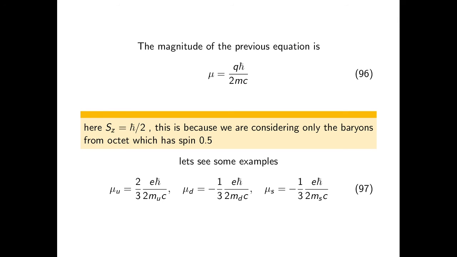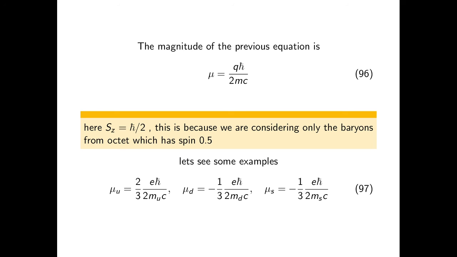Like in the previous slide, we saw that mu is equal to q by mc into S, the vector product. This is the vector equation. Now the q is equal to q, and the magnitude of that equation, S z, is equal to h bar by 2. This is because we are considering only baryons from the octet, which has spin 1/2. If we included baryons from the decouplet, then the value of S z would be 3 h bar by 2. So let's see some examples.